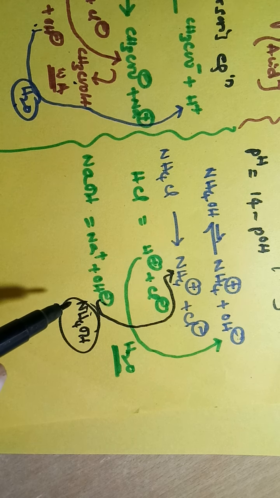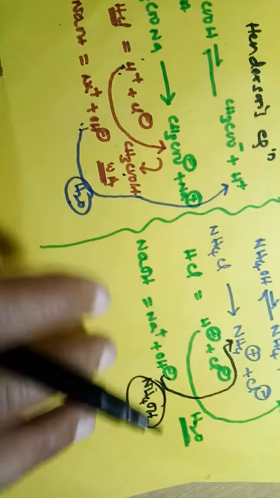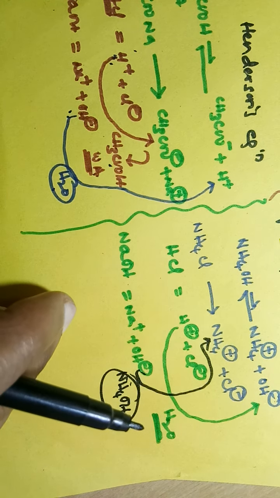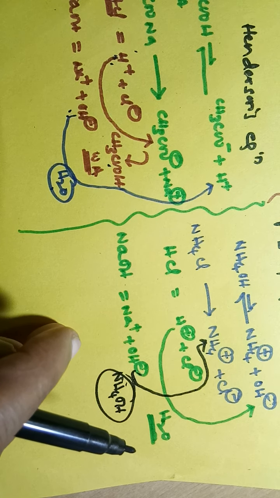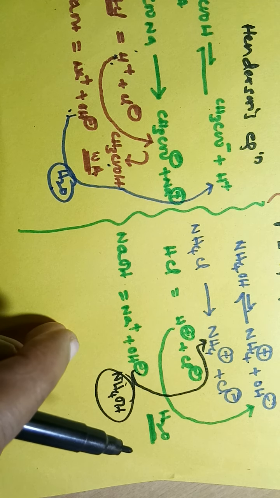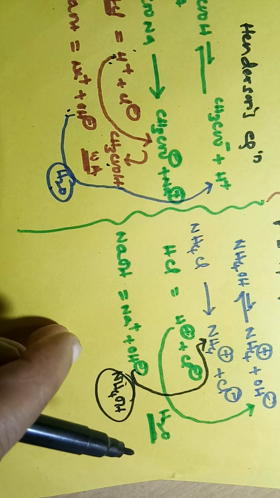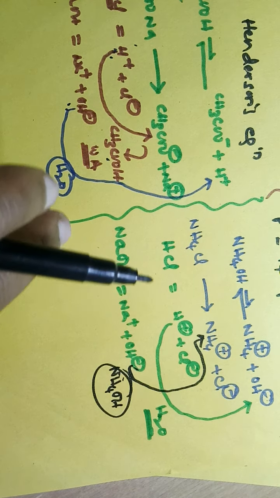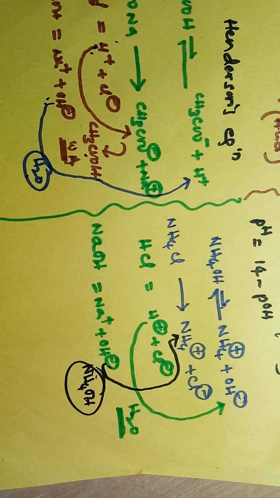In this way the basic buffer works. That means in the case of acidic or basic buffer solutions, the H plus and OH minus ions that we add disappear, so the pH value is not changed. This is the concept related to buffer solutions.